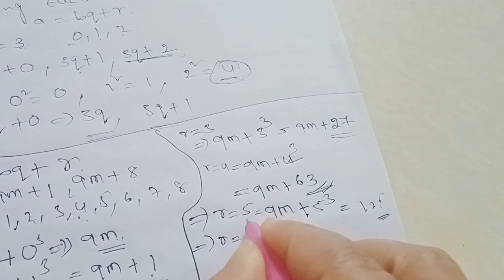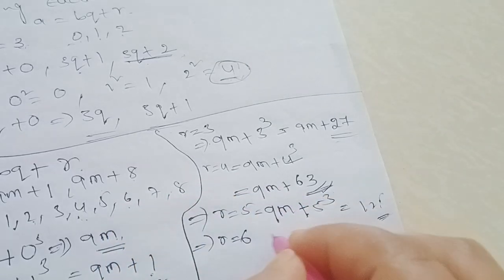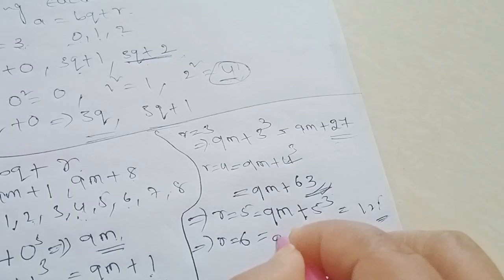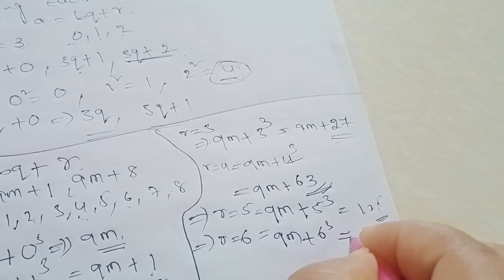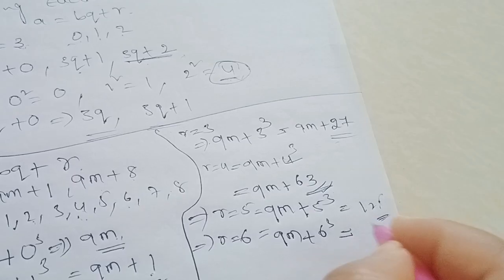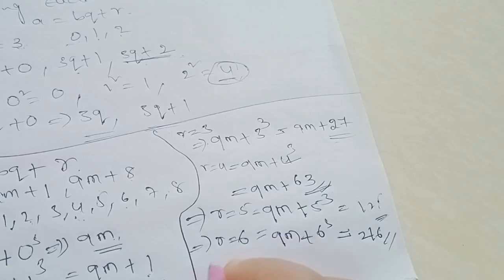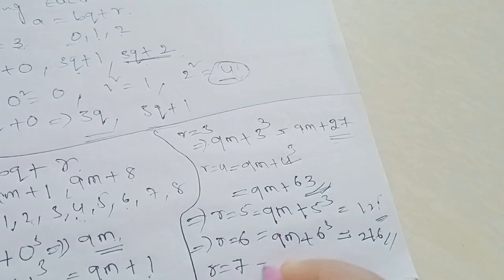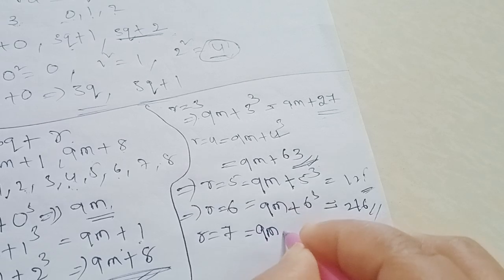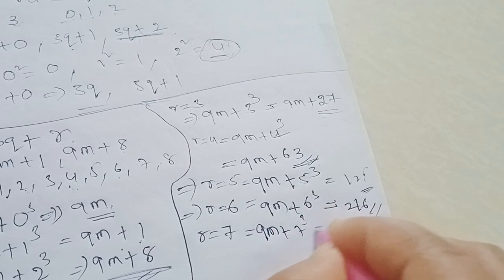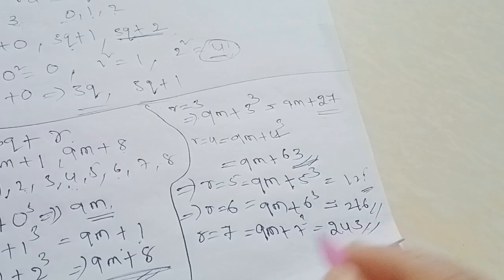So next, R is equal to 6. We can take 6, 7, 8 also. So R is equal to 6. We put it in the formula, (9m plus 6) cube. 6 cube is 216. So this is also not a possible remainder. Next, R is equal to 7. Substitute in the formula, (9m plus 7) cube. 7 cube means 343. This is also not a possible remainder.